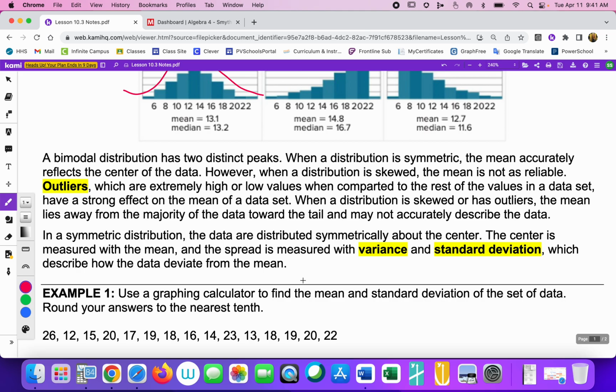Symmetric distribution, the data distributed symmetrically. Center is measured with the mean, and the spread, so how evenly distributed they are, is measured with variance and standard deviation. Standard deviation is somewhat related to range, but it's how each value is spaced out. So we'll talk about percentages and percentiles tomorrow. But that's where standard deviation is coming from, is how it is spread out versus the range. It's a little bit different.